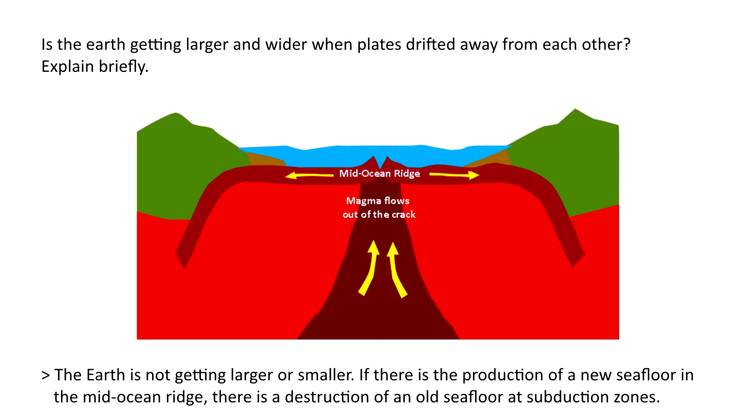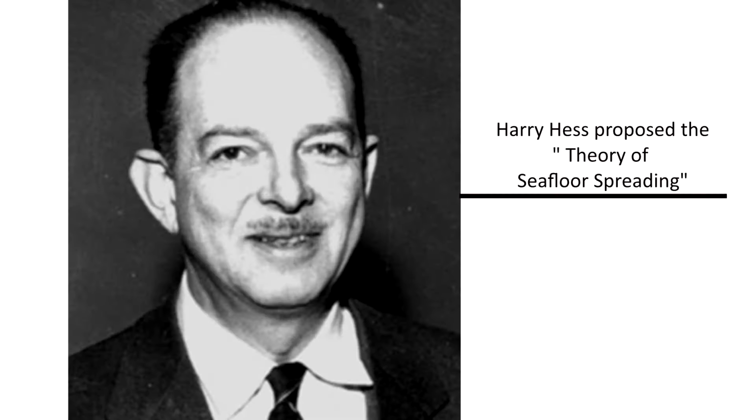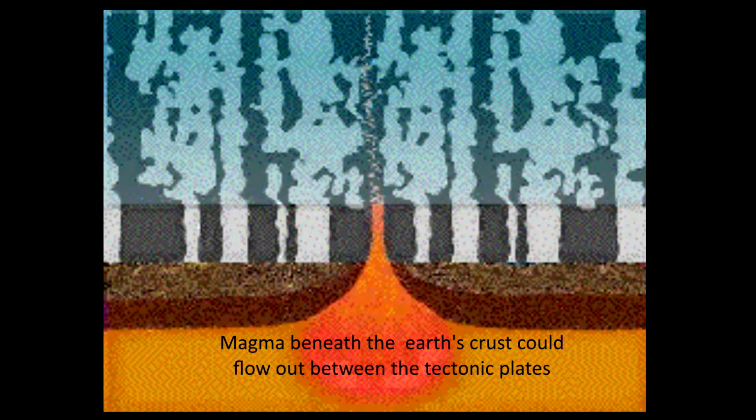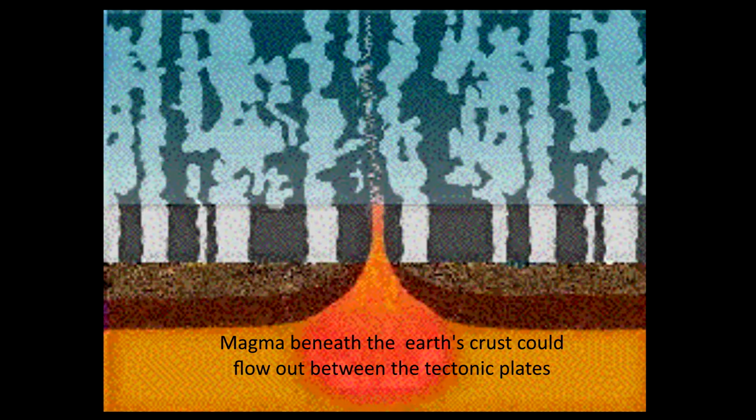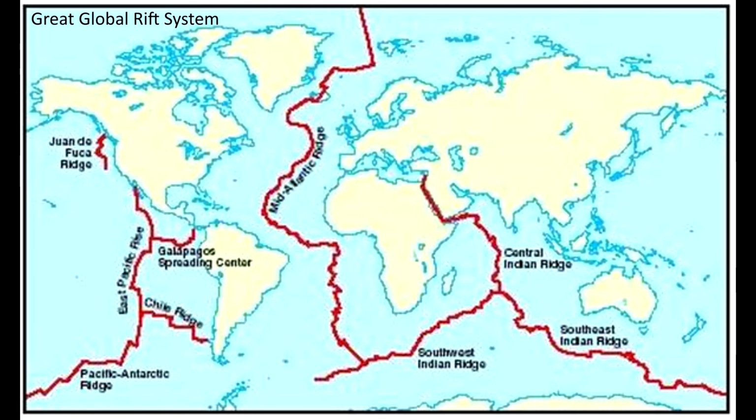As we have mentioned earlier, in the early 1960s, Harry Hess proposed this theory. In 1962, he added a geologic process to account for Wegener's continental drift. It was possible, he said, that magma from beneath the Earth's crust could flow out between the tectonic plates in the Great Global Rift. As this magma cools, it would expand and push the plates on either side of it, where the North and South America move to the west and Eurasia and Africa move to the east.